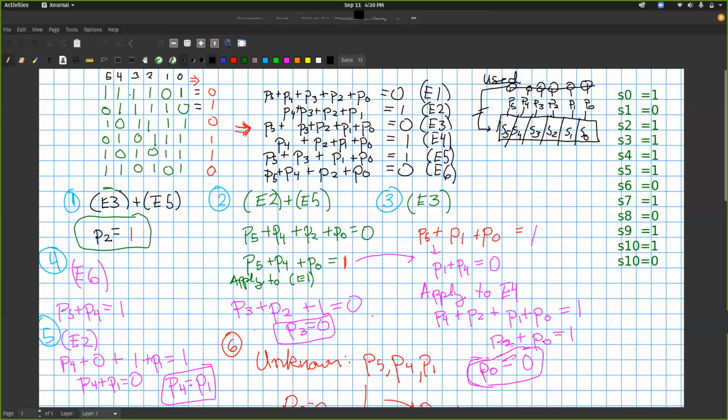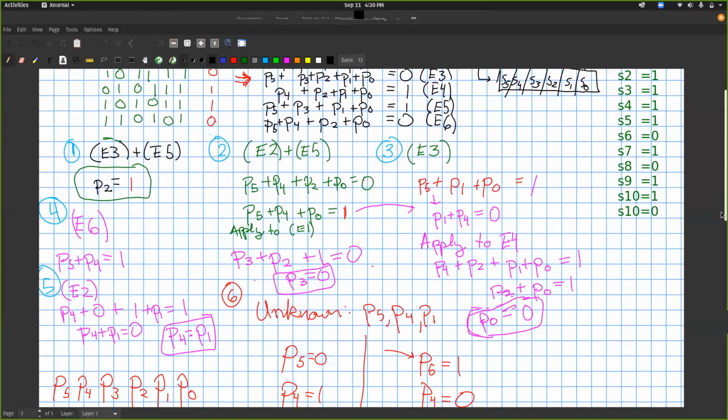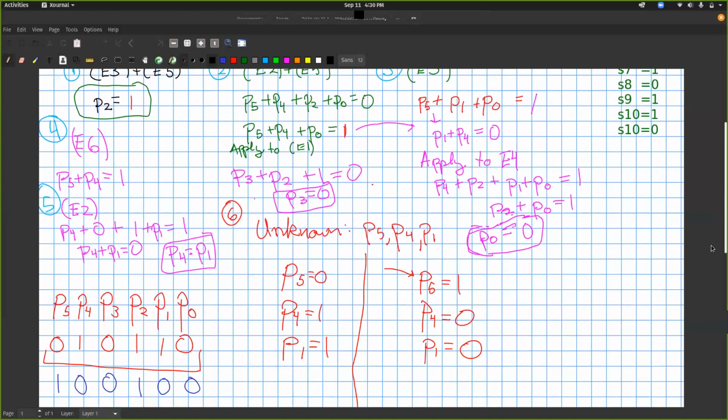And P2 plus P0 is seen to be equal to 1. But P2 is 1, so that means P0 is 0. And now you can try to go further, but what you'll find, so I tooled around a little bit more.